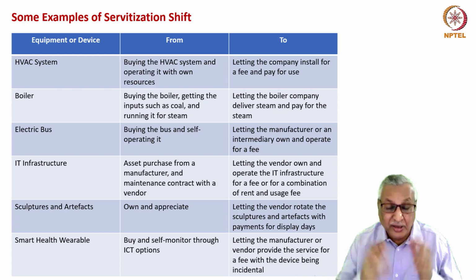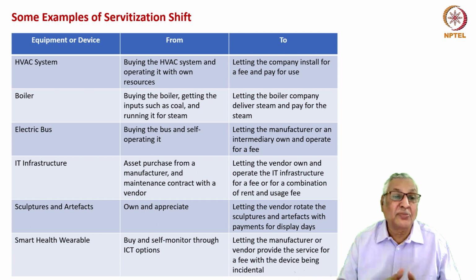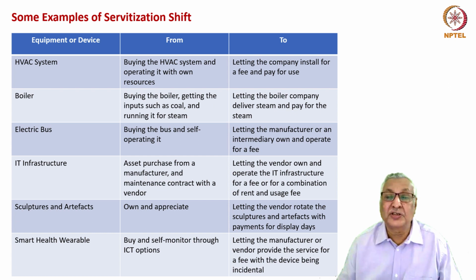And by that way, we are also conscious of the need to minimize the HVAC usage, and the customer also understands how to install the digital systems and sensors to make sure that the HVAC utilization is optimal for the consumer. Then you can buy a boiler. You can get the input such as coal and run it for steam generation for your factory. On the other hand, you can let the boiler company install the boiler, own the boiler, but deliver the steam, because you need steam. You don't need a boiler.